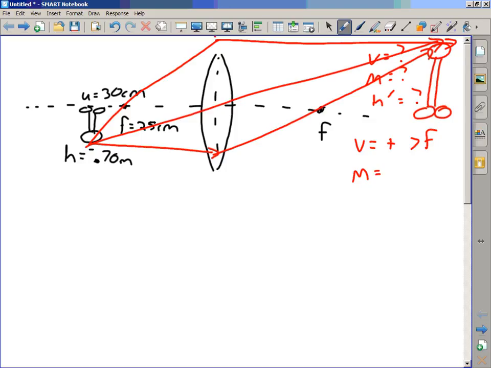What can you tell me about M? All right, so M should be greater than... It should be negative or positive? It would be positive, so you have to put a negative in front of whatever your V value is, and that's negative multiplied by a positive over positive.